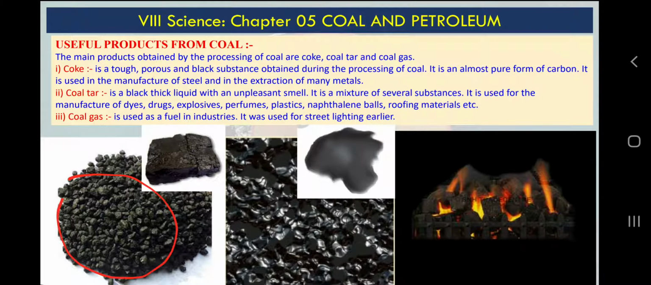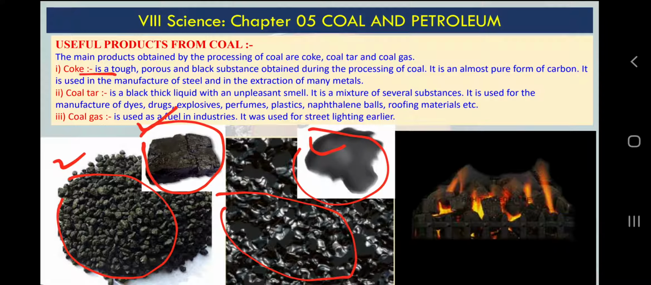This is coal. This is the diagram from NCERT. This is another diagram, again from NCERT, of coal tar, and then coal gas. So the first thing is coke. What do you mean by coke? See, coke is a tough, porous and black substance obtained during the processing of coal. Coke is the purest form of carbon, you can say. It is almost pure carbon.